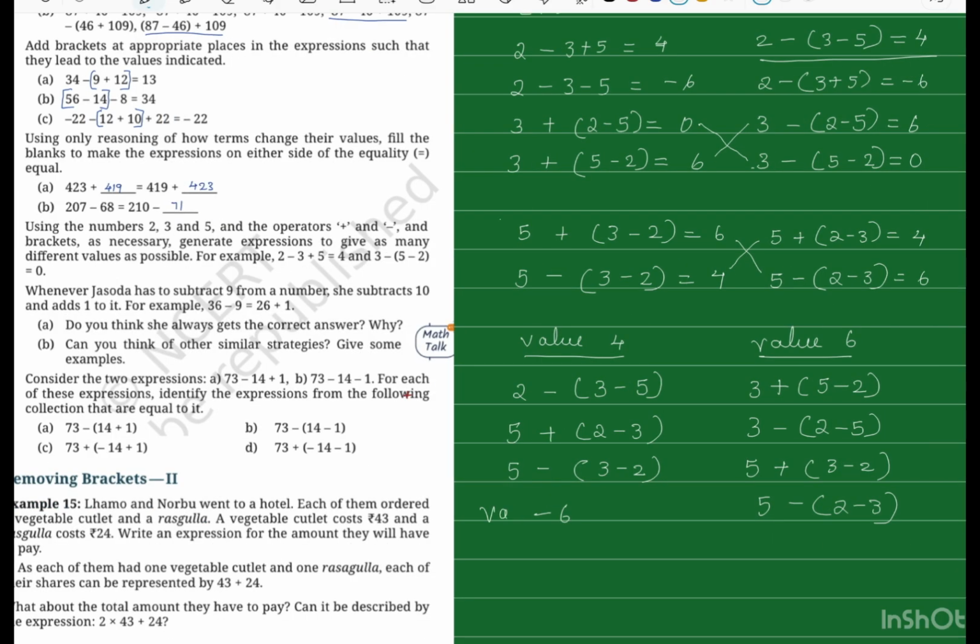So we can write for minus 6, we get the expressions 2 minus 3 plus 5, and for value 0 we got the expressions 3 plus 2 minus 5, 3 minus 5 minus 2.